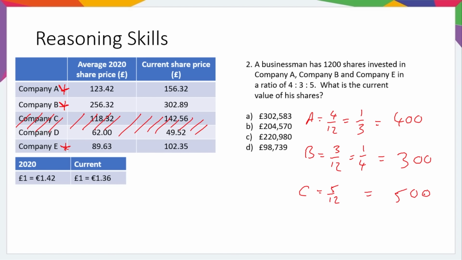Now, earlier in the video, I always added up these numbers to check that they added up to 1,200, but hopefully by now you're confident, and I would say it's a bit of a waste of precious time if you just add these three just to check they add up to 1,200.